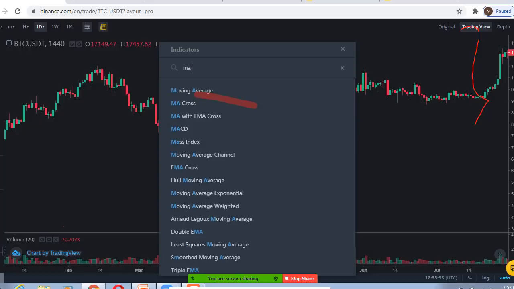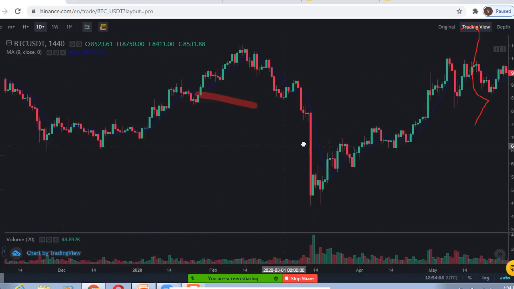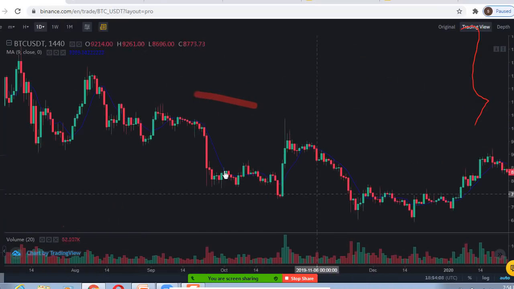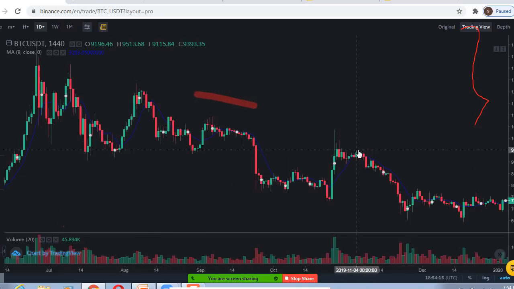So the moving average will just be placed on our chart. You can place as many moving averages as you like. The main purpose of the moving average is that when it's on a downtrend, like in this case, it serves as a resistance. Like this is a resistance area, resistance area, resistance area.